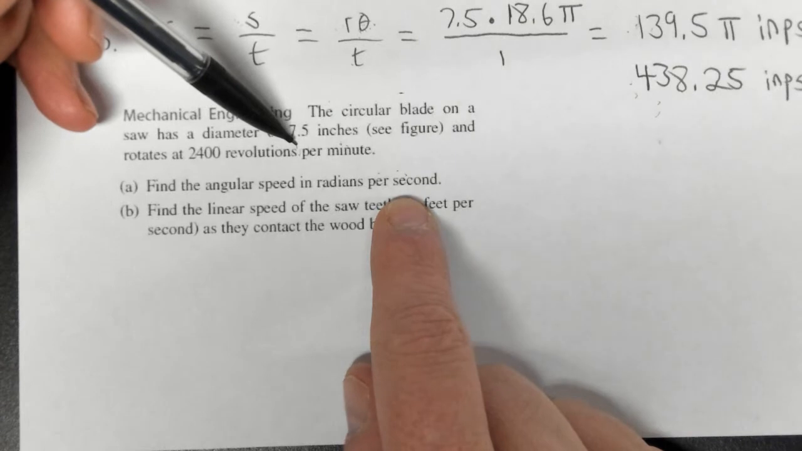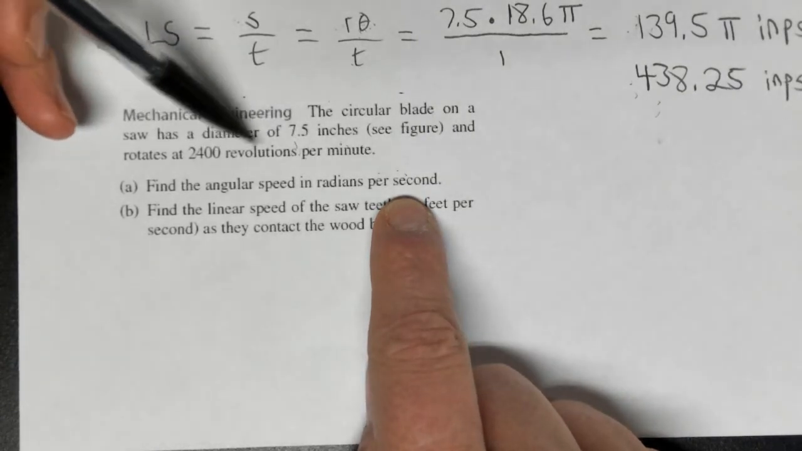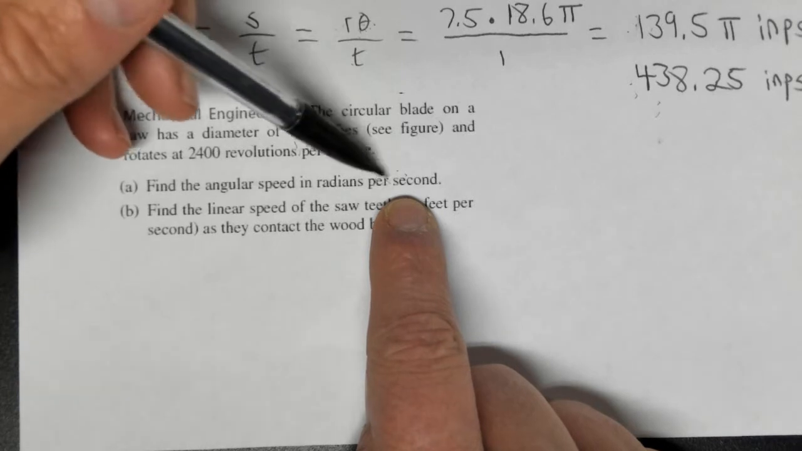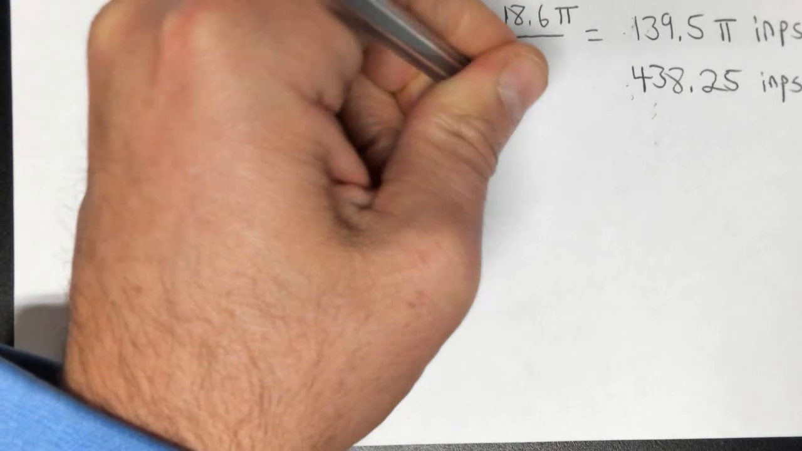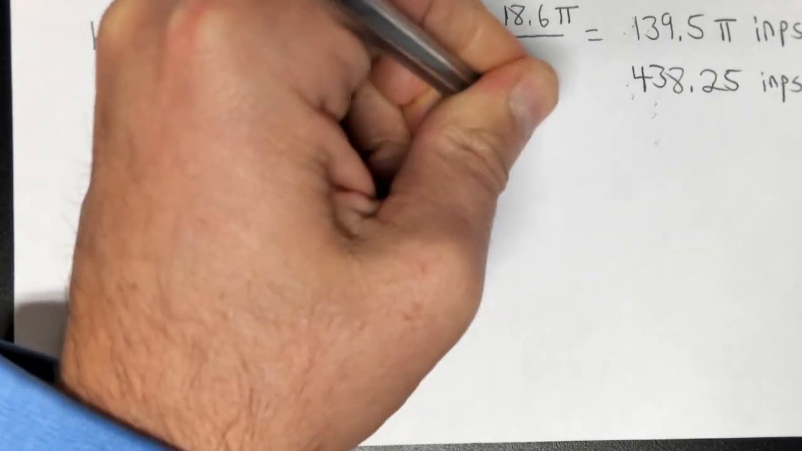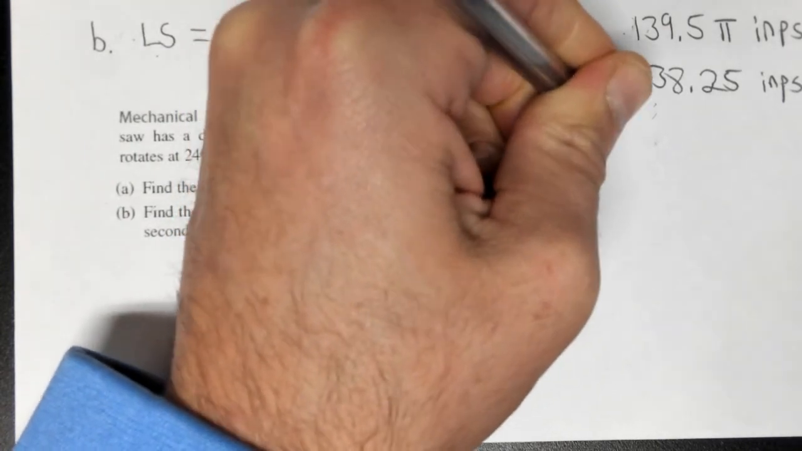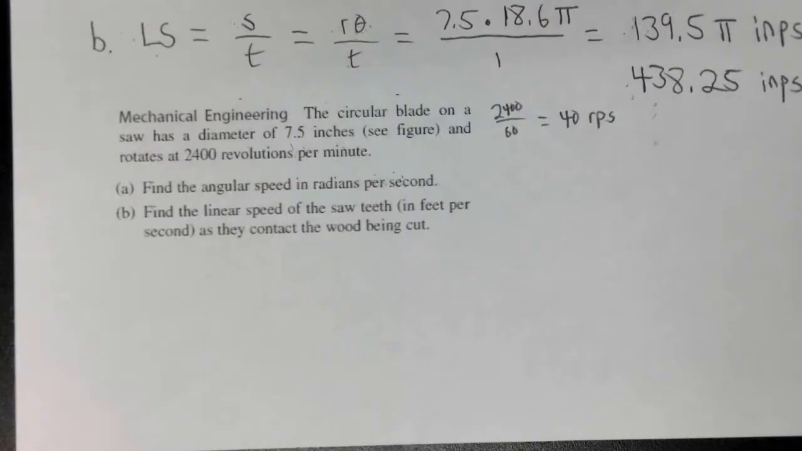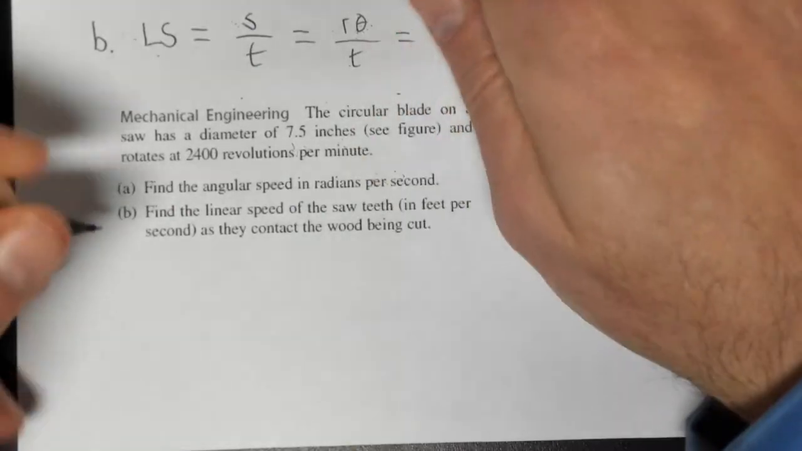Before we even start, we want to convert 2,400 revolutions per minute to revolutions per second. So how can we do that? Well, we just need to take 2,400 and divide it by 60. And so that would make 40 revolutions per second. So 40 revolutions per second is what I'm going to use to calculate the angular speed.